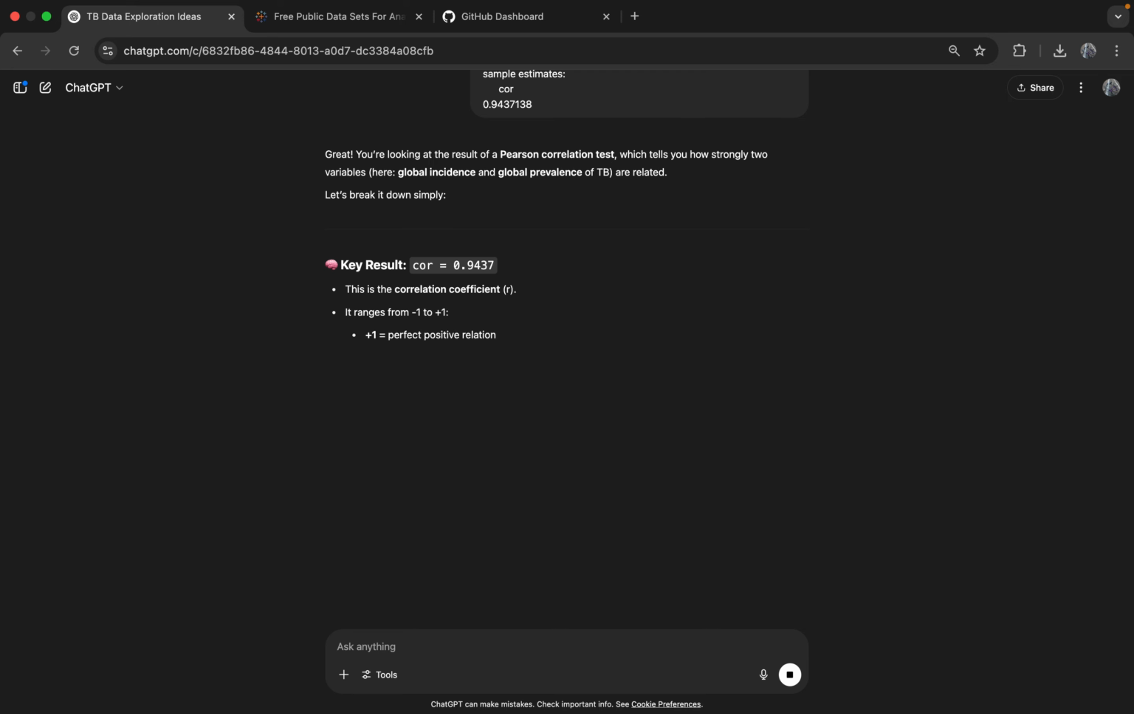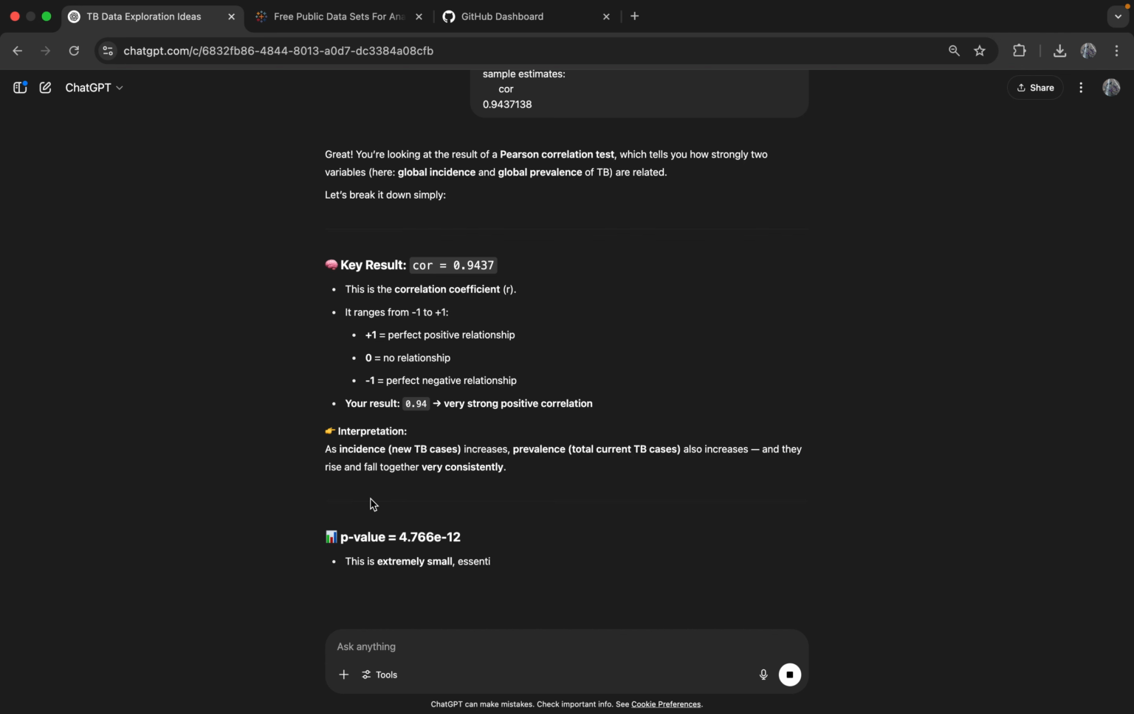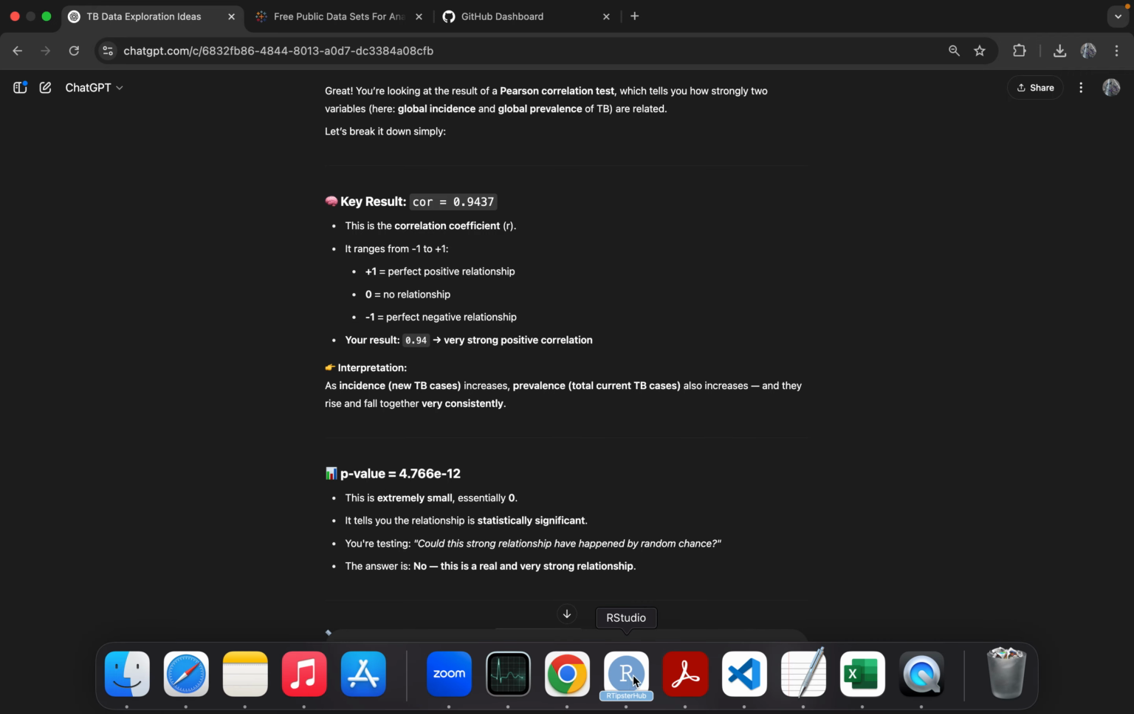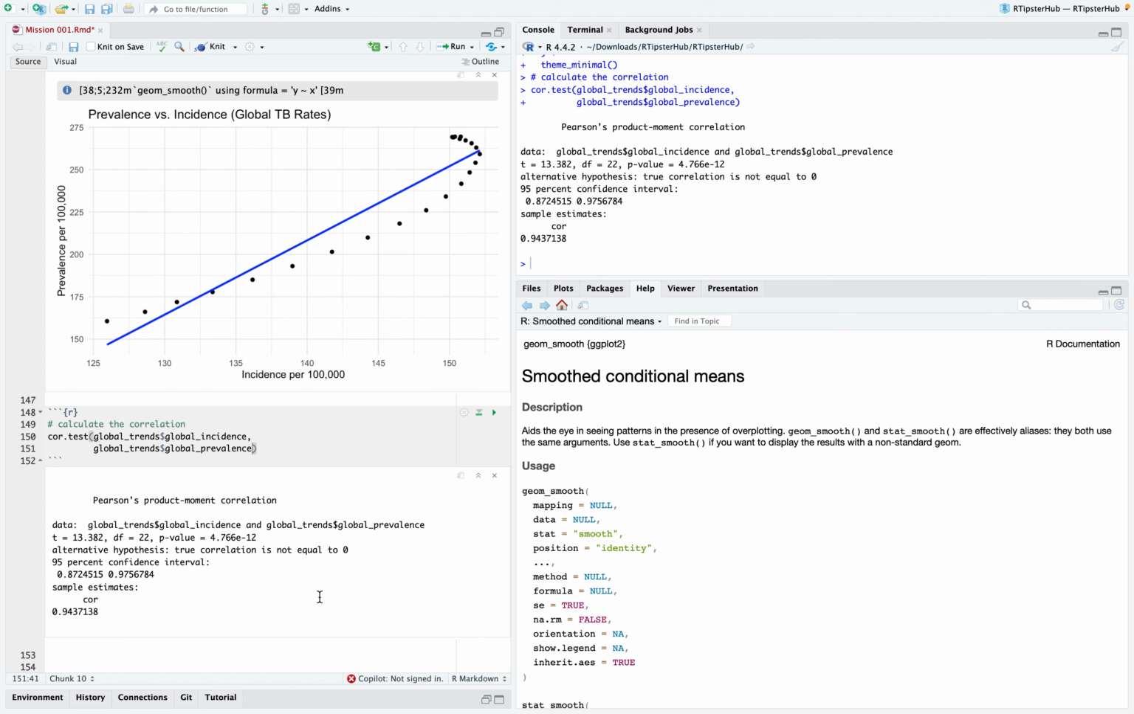0.94. So there's a very strong positive correlation. As incidence, new TB cases, increases, prevalence, total current TB cases, also increases, and they rise and fall together very consistently, which is good. The p-value, okay, this is a very real and strong relationship. Got it.